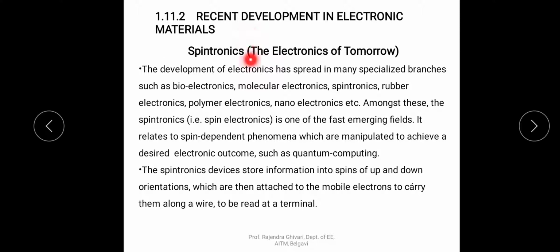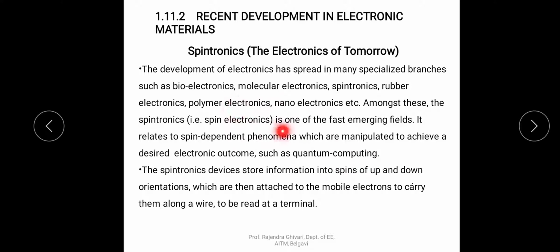Recent developments in electronics materials. Spintronics. The development of electronics has spread into many specialized branches such as bioelectronics, molecular electronics, spintronics, rubber electronics, polymer electronics, nanoelectronics, etc. Among these, spin electronics is one of the fast emerging fields. The word spintronics means spin electronics. It relates to spin dependent phenomena which are manipulated to achieve a desired electronic outcome, such as quantum computing.